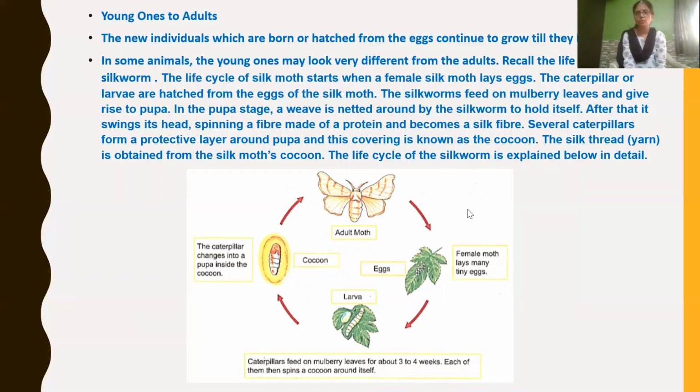That is, the adult moth lays eggs on the mulberry leaves, then the eggs hatch into larvae, the caterpillars. They feed on the mulberry leaves for about 3 to 4 weeks, and each of the caterpillars spins fiber around itself, what we call the cocoon. Then inside the cocoon, the caterpillar changes into a pupa, and then the pupa develops into an adult, and then it breaks open the cocoon shell and comes out as the adult.